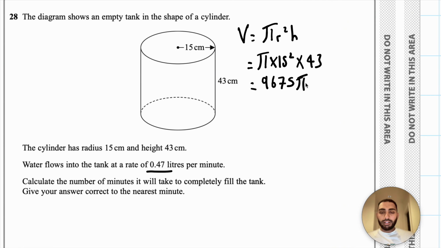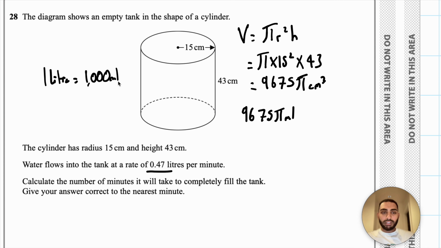I need to remember that this is in centimetres cubed. How could I convert centimetres cubed into litres? 9,675 pi centimetre cubed is the same as 9,675 pi millilitres. But because water is flowing in litres, I need to convert this into litres as well. So how many millilitres are there in 1 litre? There's 1,000. So 1 litre is equal to 1,000 millilitres. So I need to convert from millilitres into litres. I'm dividing by 1,000. To divide this by 1,000, I'm going to move my decimal point 3 places. So this is the same as 9.675 pi, and this is now in litres.